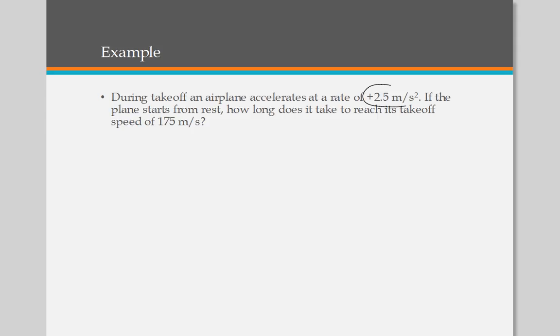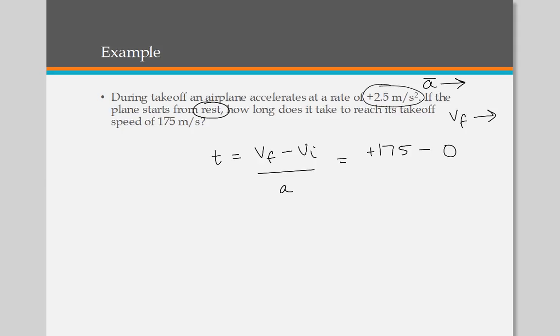Okay, we have a positive acceleration vector starting from rest. How long does it take? So again, solving for time. So same formula as last page. How long does it take to reach its takeoff speed? That would be its final velocity. So if you start from rest, you would have to accelerate in the same direction as the acceleration vector. So if our acceleration vector is that way and you're starting from rest, then V final will also be pointing that way. You started from rest, so Vi is 0 all over this 2.5.